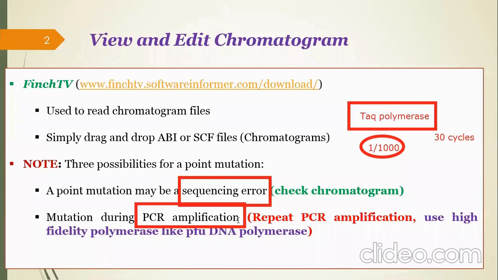ठीक है। सो अब PCR एम्प्लीफिकेशन को करेक्ट करने के लिए क्या करें? Repeat the PCR amplification, repeat it, और use high fidelity polymerase like Pfu DNA polymerase. So high fidelity polymerase यूज कर लें। So this will give you better results. And और सीक्वेंसिंग एरर को देखने के लिए क्या करना है?